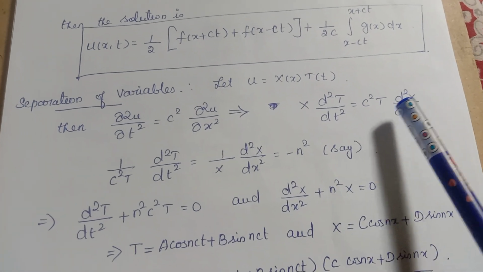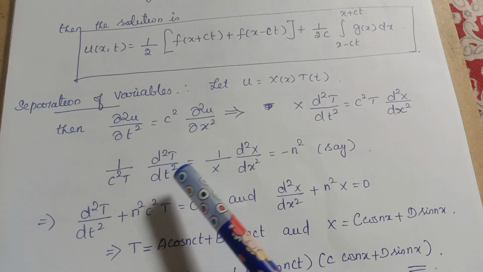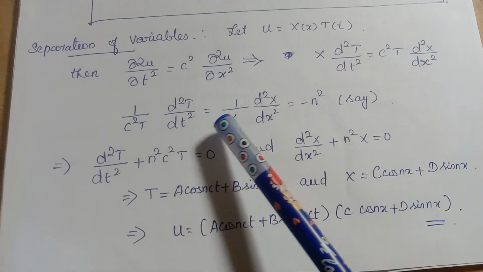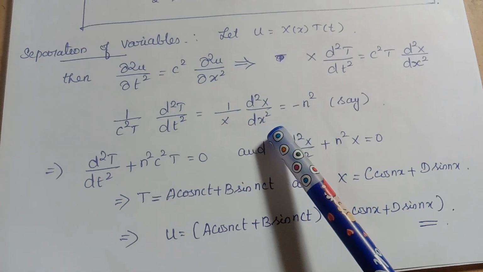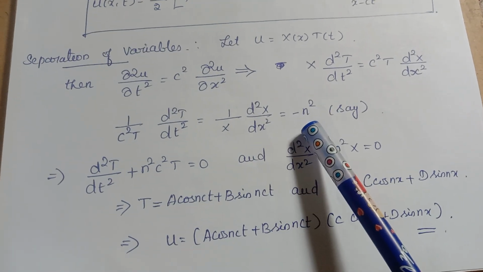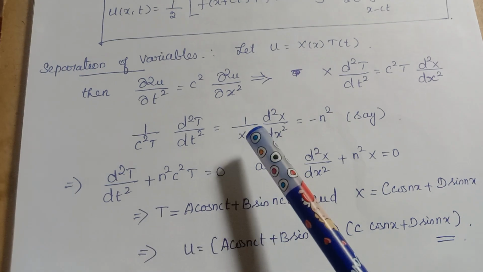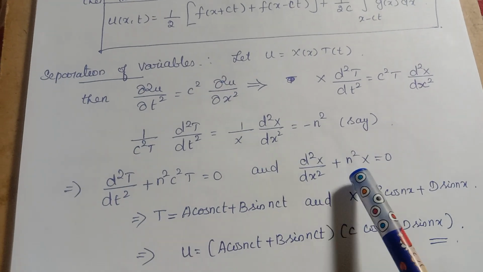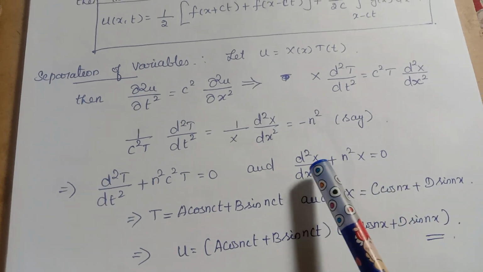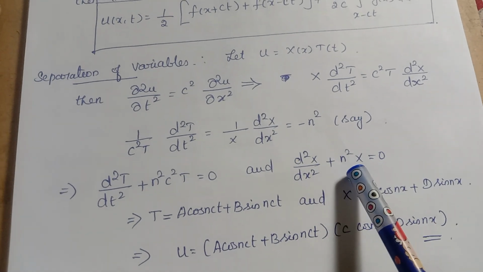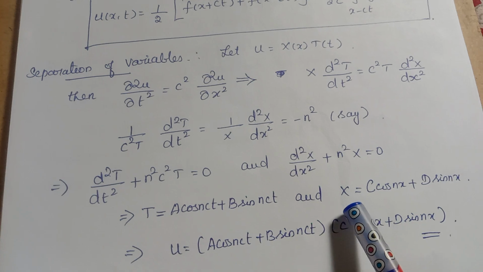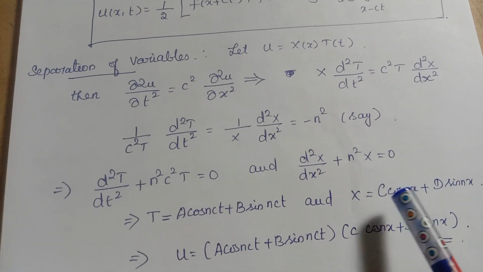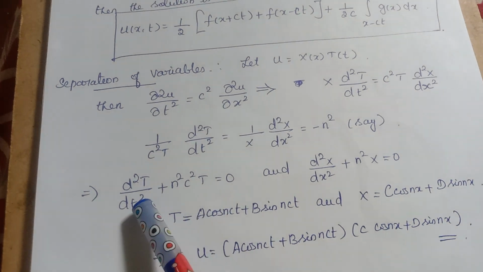Now separate the variables. Bring all x to one side and t to the other side. So 1/(c² T) d²T/dt² = 1/X d²X/dx² = let us take it as -n². Now the equation with x is d²X/dx² + n²X = 0. If you solve this, it is like the previous case only, no? So you will get the solution X = C cos nx + D sin nx.